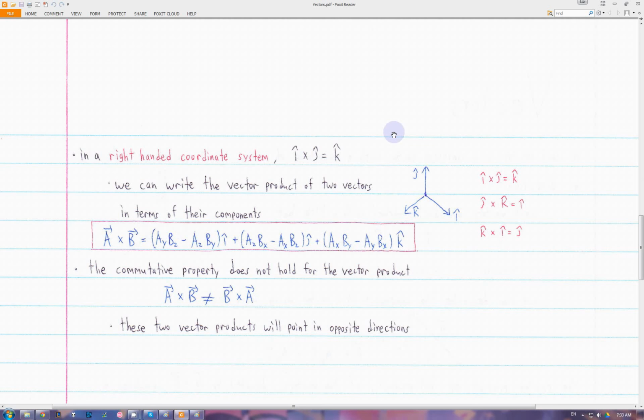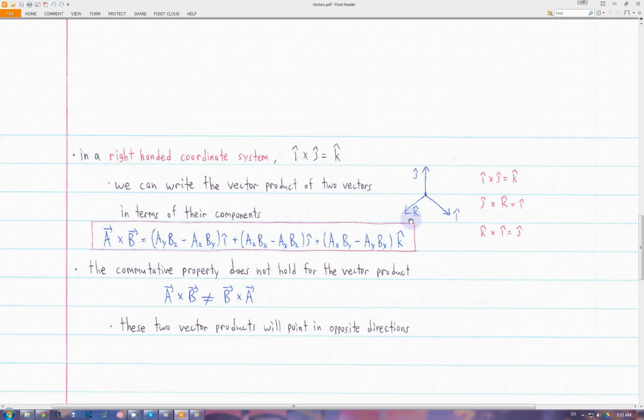So to find the vector products of all the unit vectors, we have to define the direction of the positive z-axis. And so we say in a right-handed coordinate system, which is what we're going to be using, I cross J is equal to K. And you can verify this using the right-hand rule. And you can also find the cross products of all the other unit vectors using the right-hand rule.